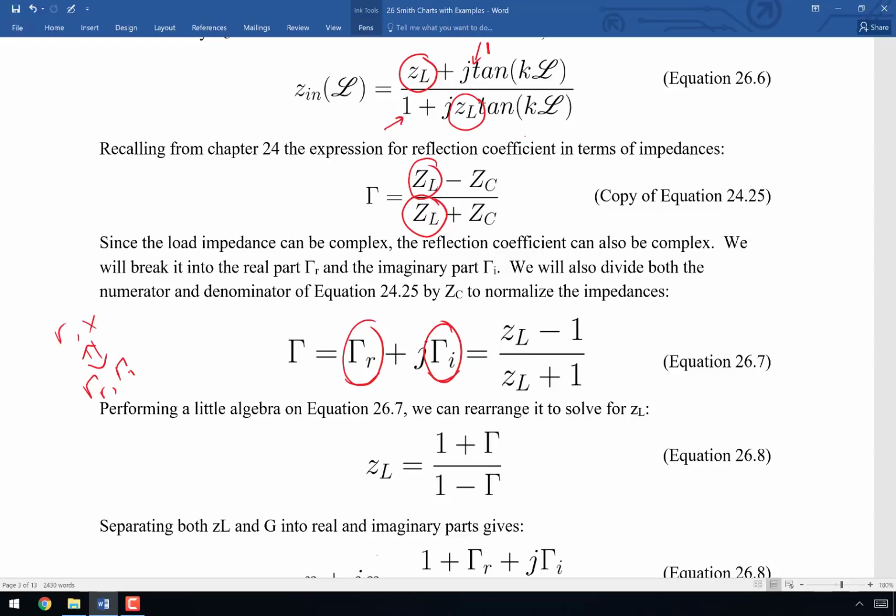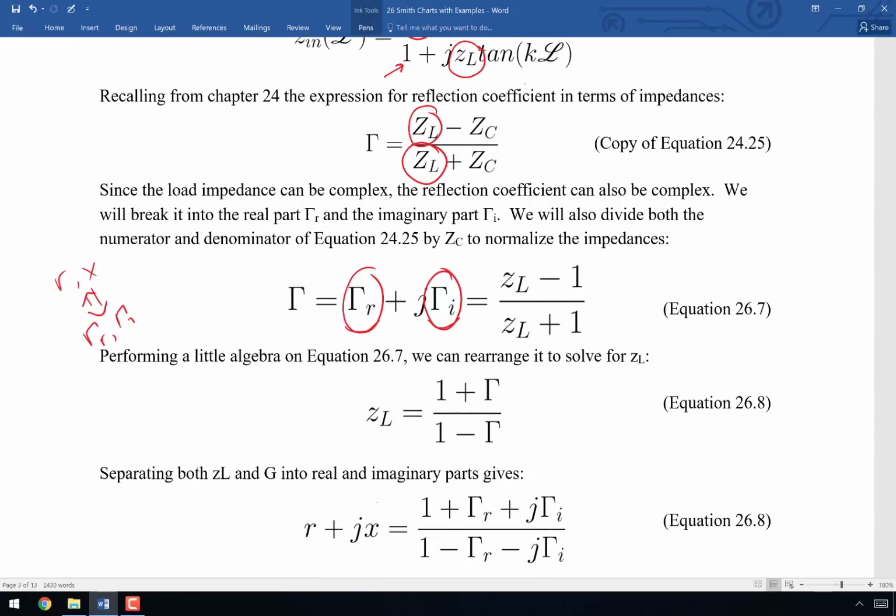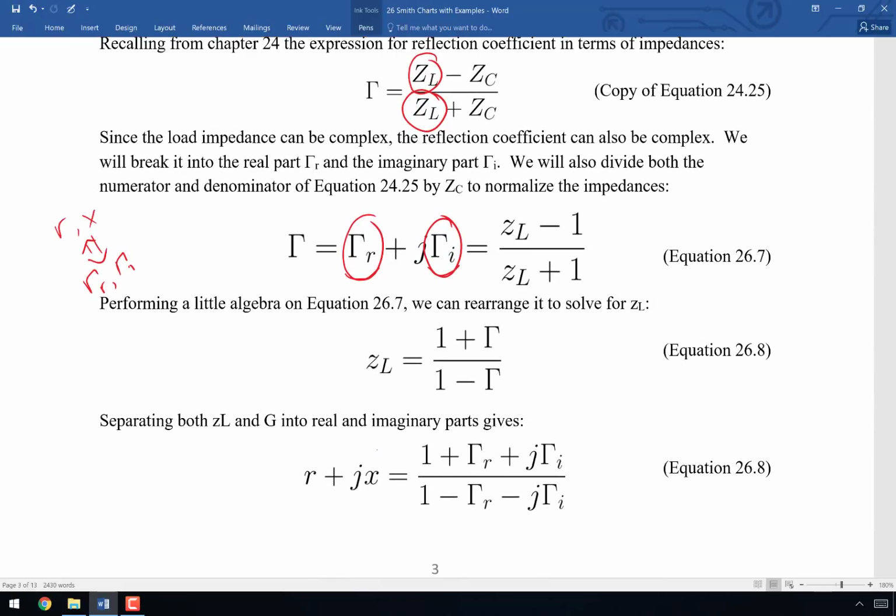Now we can rearrange equation 26.7, as we did in fact in chapter 24. We can rearrange that to give us z sub L as a function of gamma. Now I'm going to replace z sub L with r plus jx, and I'm going to replace both occurrences of gamma with gamma r plus j gamma I. Notice that there's a negative sign here and a negative sign here, because there was a negative sign in front of this one. These two terms, including the negative signs, both came from here.